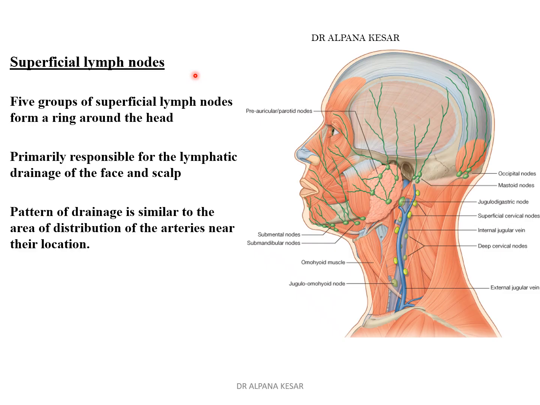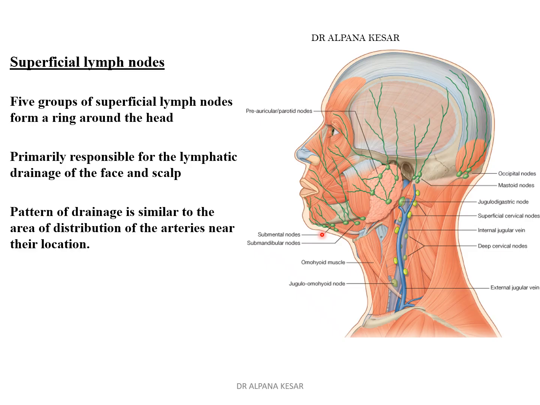Superficial lymph nodes of the head. There are 5 groups of superficial lymph nodes that form a ring around the head. They are occipital lymph nodes, mastoid lymph nodes, also known as post-auricular lymph nodes, parotid lymph nodes or pre-auricular lymph nodes, submandibular lymph nodes, and submental lymph nodes.